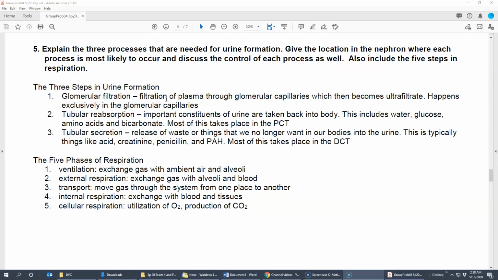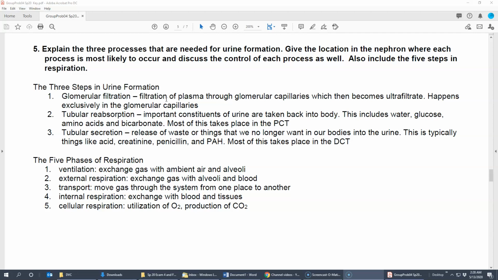The secretion aspect, when we make urine, is when we release waste or other things we no longer want in our bodies into what will eventually become urine through the ultrafiltrate. These are things like acids, creatine, penicillin, and PAH. This happens mostly in the DCT, the distal convoluted tubule.